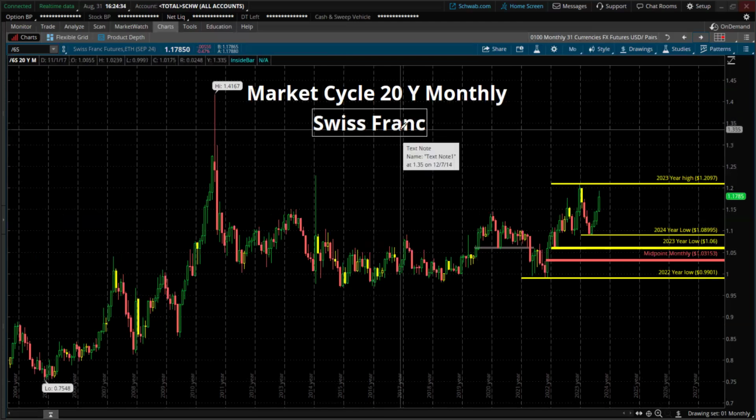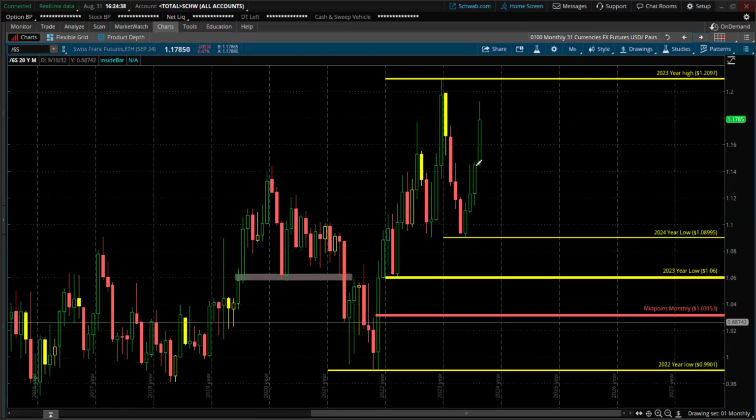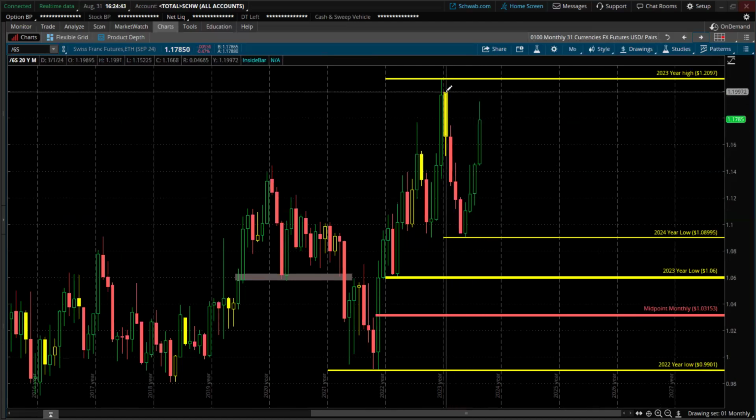Swiss franc. Here's a high for the past 20 years. Here's a low. We have not taken out the high of this year yet. The high is right there. Let's label that.